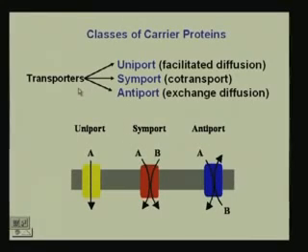Okay? So, the classes of carrier proteins, these transporters, are either uniport, symport or antiport. Uniport means that you have just the transfer of one set. Symport means you have the simultaneous co-transport of A and B together. And antiport means you have exchange diffusion where A is going in one direction and B in the opposite direction.